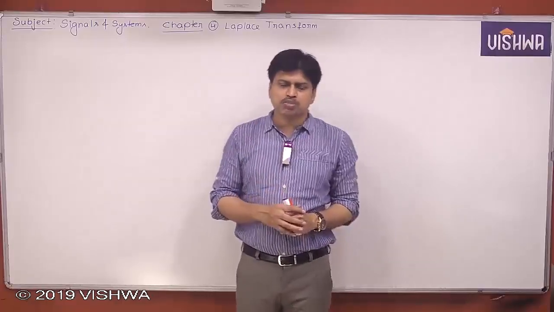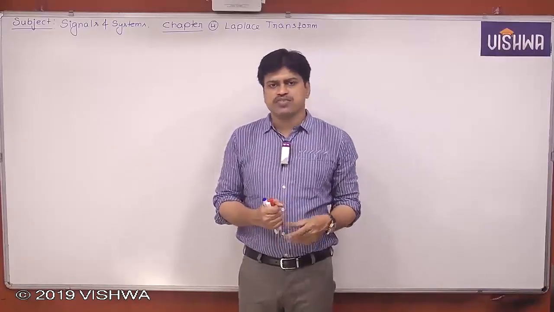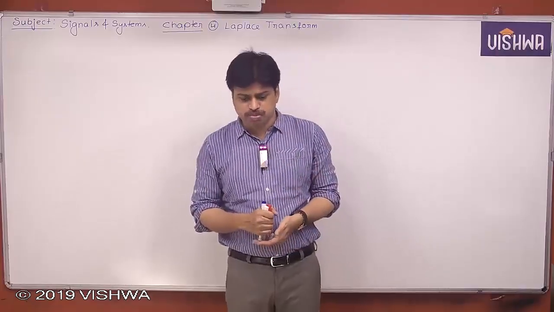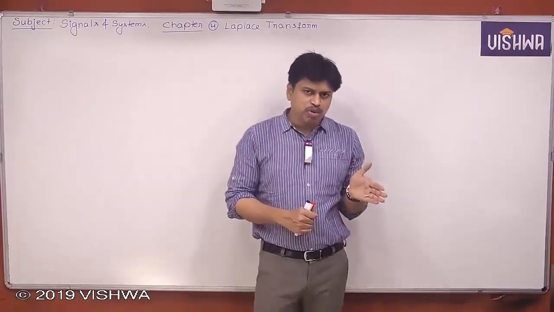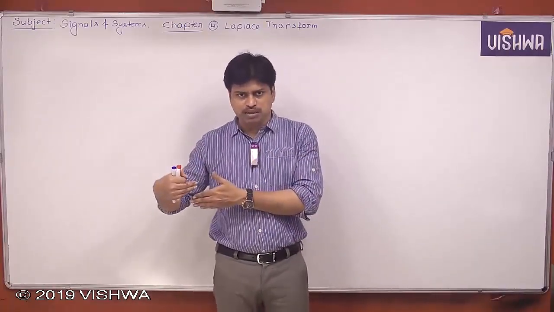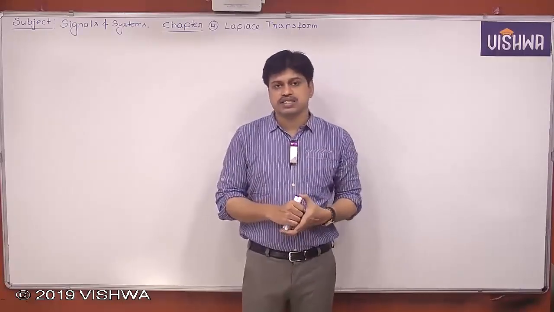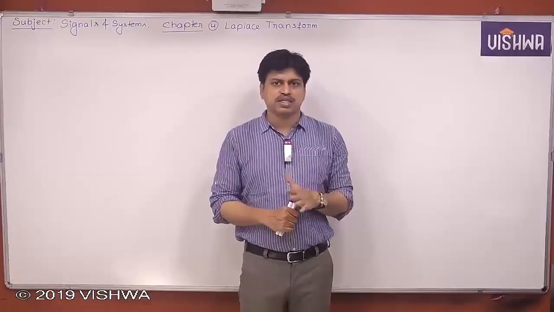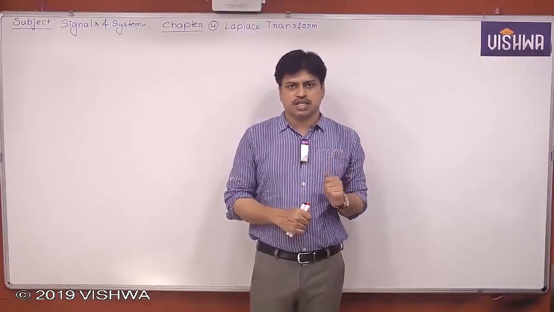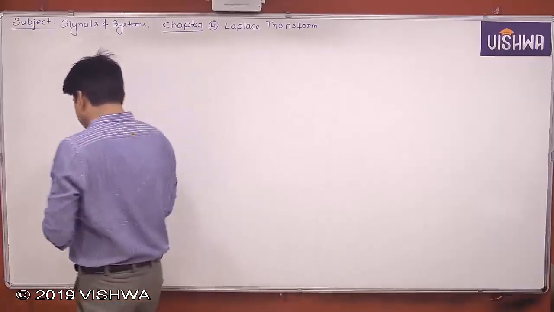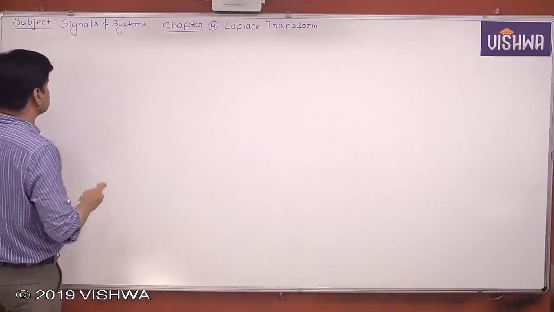One more conclusion: suppose a system is both causal as well as stable, then what should be the condition? All the poles must be in the left half of the s plane and ROC must be right side to the rightmost pole. If this condition is satisfied, then we can say the system is both causal as well as stable. So I'm just writing those points here, whatever I said.